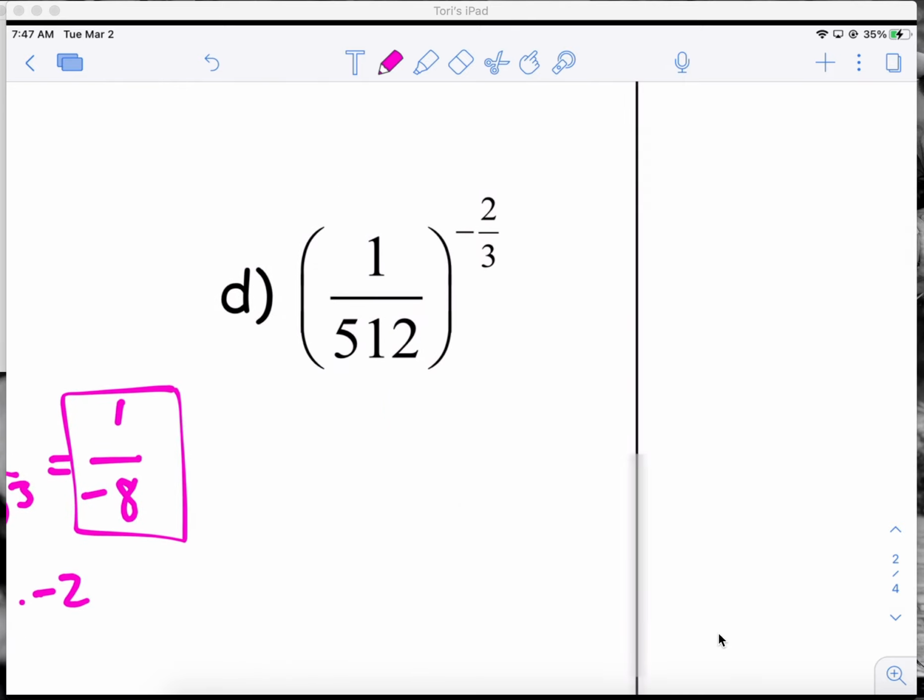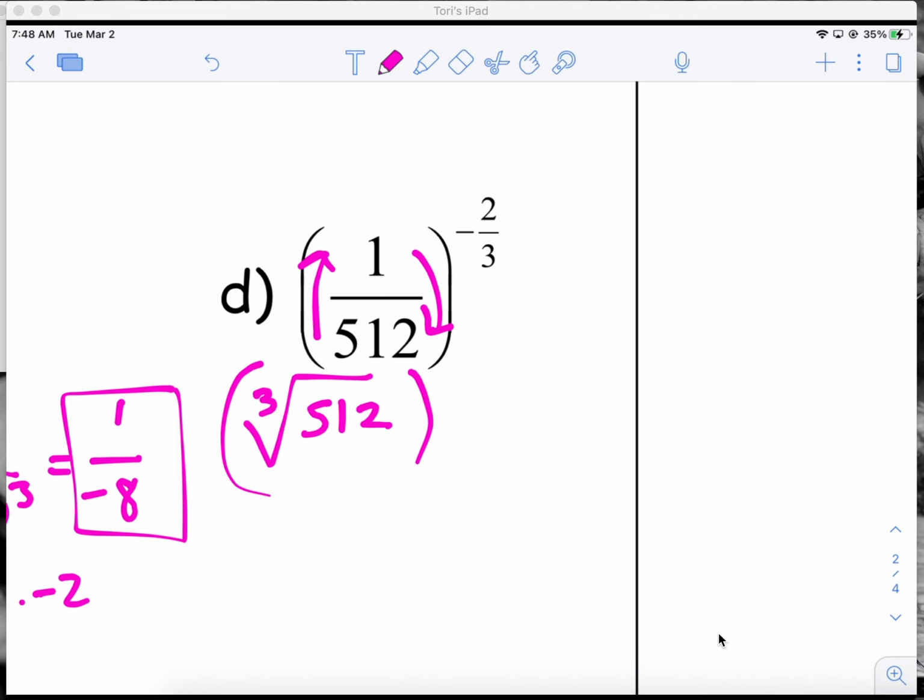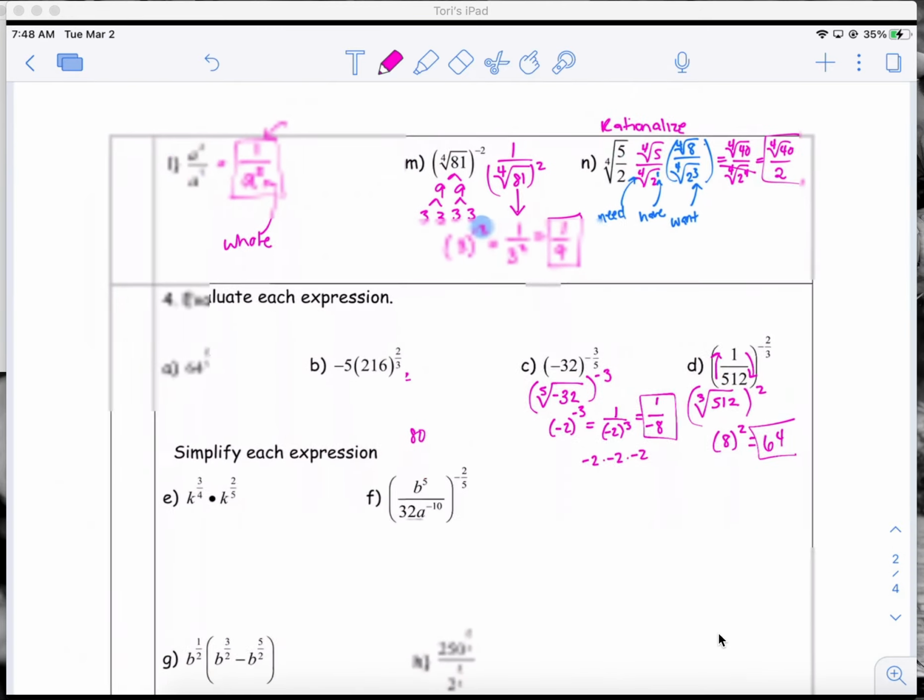All right, last one. For me, since I see this negative, it's easier for me to flip this. So I'm going to put 512 on top, and I don't really need the over 1. I'm just going to leave it as 512. I'm going to cube root that, and I'm going to make it smaller before I square it. Cube root of 512 is going to be 8. Again, this is on the list of ones you're supposed to memorize. And then 8 squared gives me 64. This is your final answer.